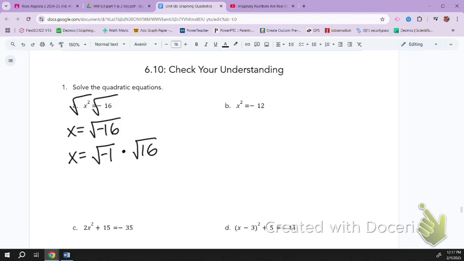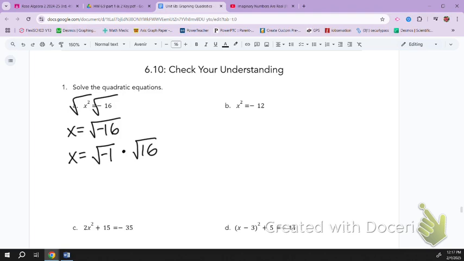Because I know the square root of 16 is 4 and negative 4. And we just discovered that the square root of negative 1 is i. So I'm breaking up my roots. I'm separating the negative from the number. Are we okay with that step?